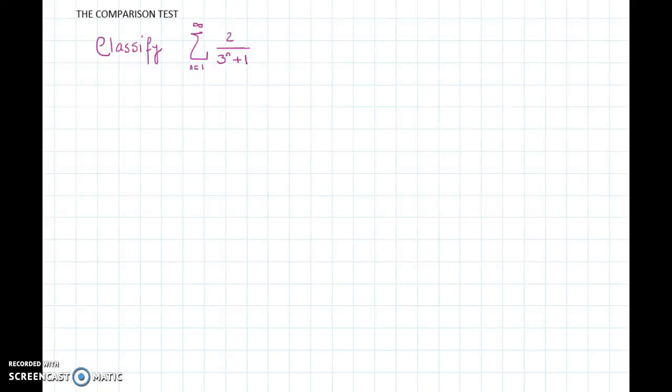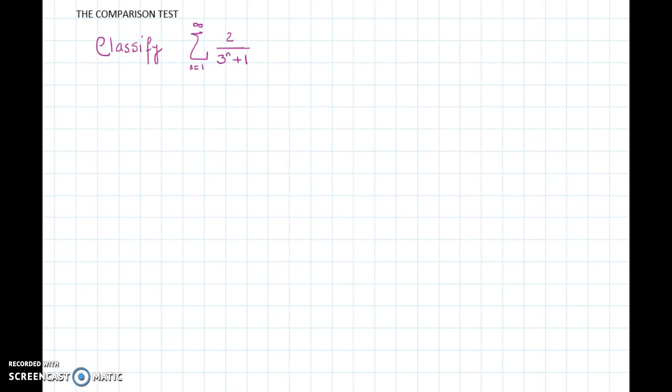Our next goal is to present a test that is called a comparison test. The idea is the following. Let's say we are trying to classify the series I wrote over here. So we have the sum from 1 of the expression 2 over 3 to the power of n plus 1.